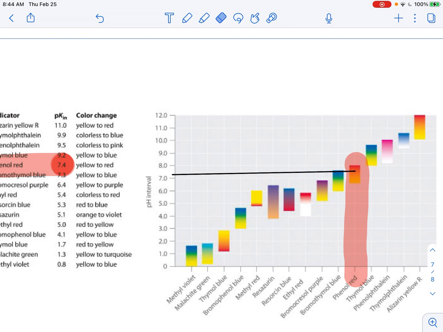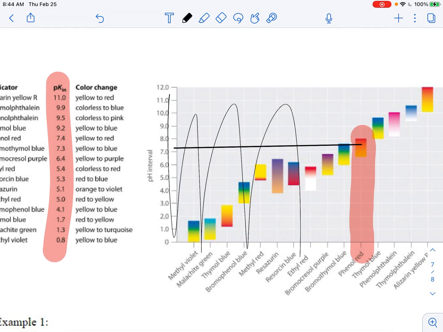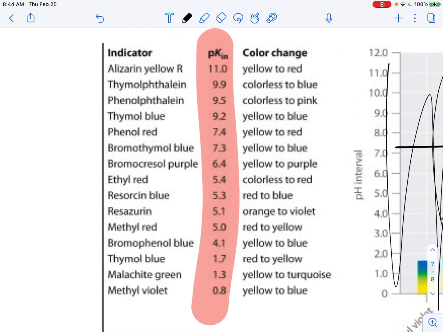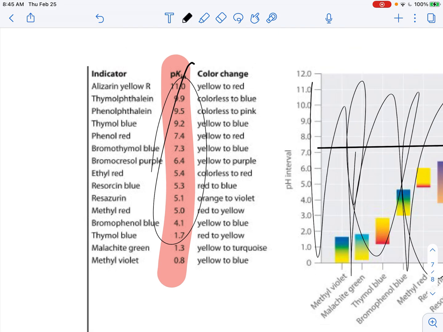So the pKa is just an easier way for them to tell you so that they don't have to give you a big old graph like this. So if they give you a pKa number for the indicator, then all that is doing is telling you where on the pH scale that thing changes color. And so you'll want to pick one of the indicators that has a pK number that is on the vertical portion of your graph.